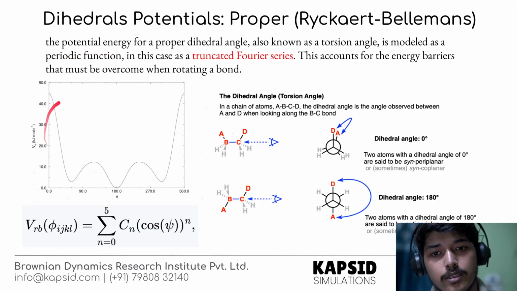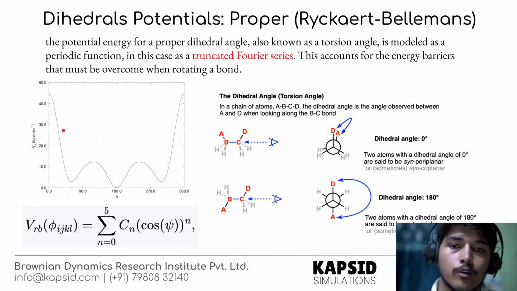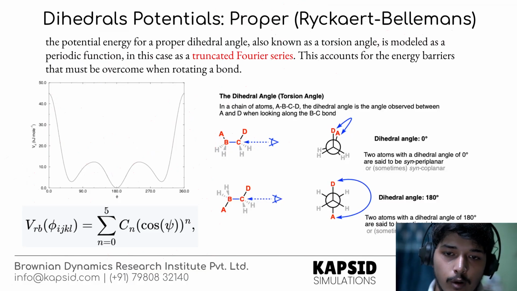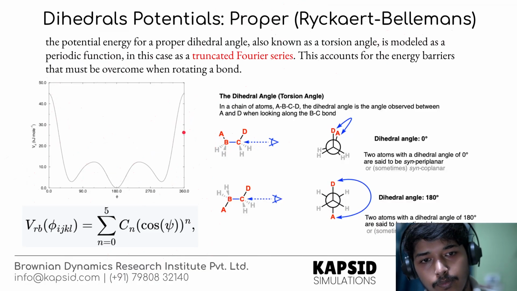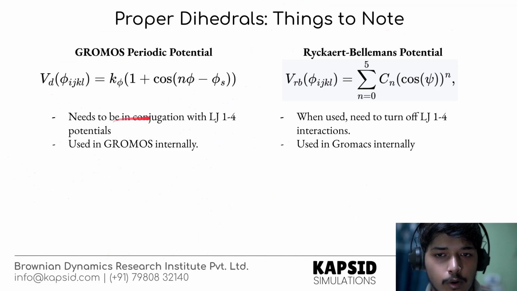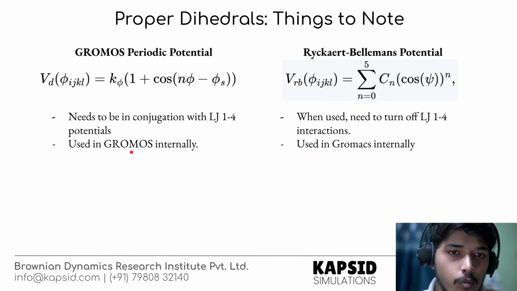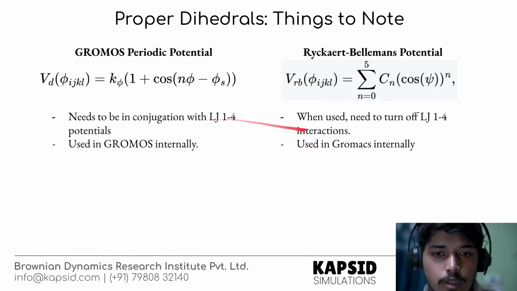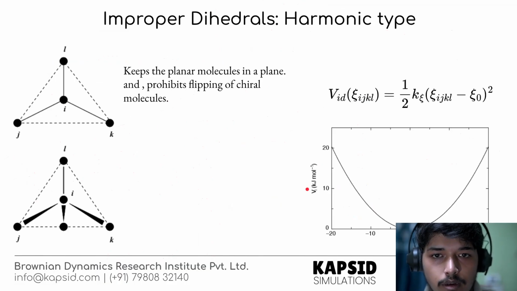Whenever you are using this Ryckaert-Bellemans equation, you have to neglect the Lennard-Jones 1,4 potential, else you will run into over biasing. You will be biasing the system because that is already being considered here in this potential. Okay. Now we come into some differences. I think we have already talked about it. You can just go through it. That this is used in GROMACS, this is used in GROMOS. When to use Lennard-Jones 1,4 potentials and stuff like that.